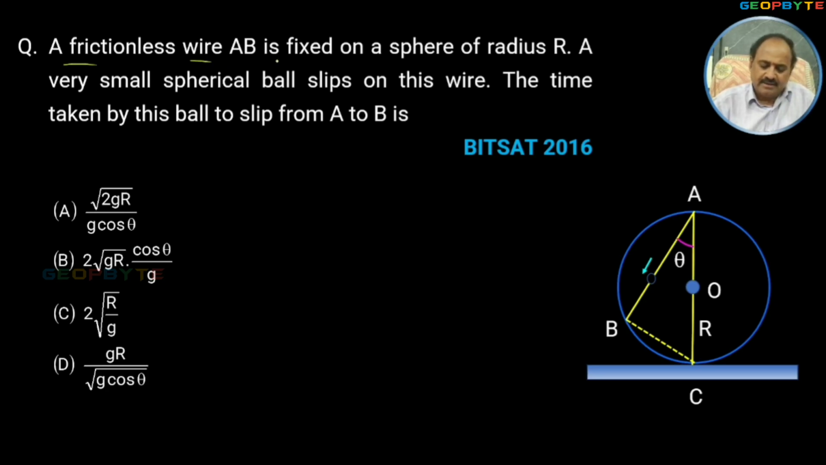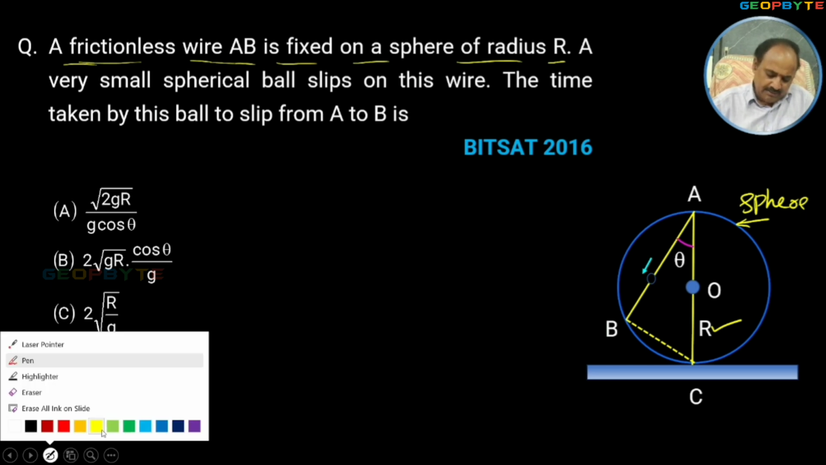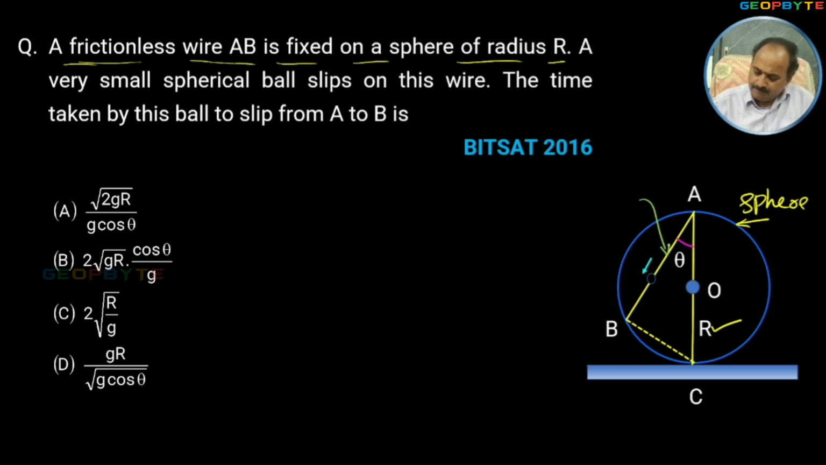A frictionless wire AB is fixed on a sphere of radius capital R. Look at the sphere. This is the sphere of radius given R. A frictionless wire AB. Look at the AB. That AB is the frictionless wire that is fixed to the sphere.